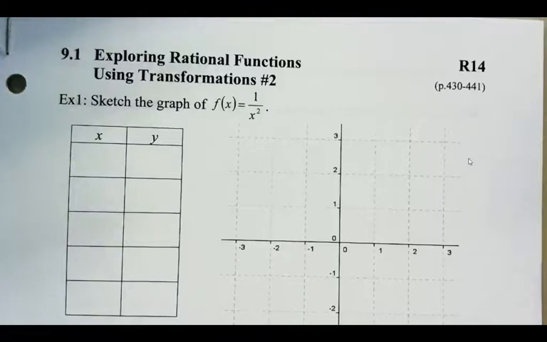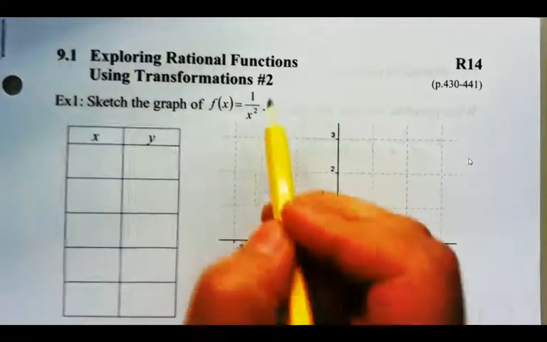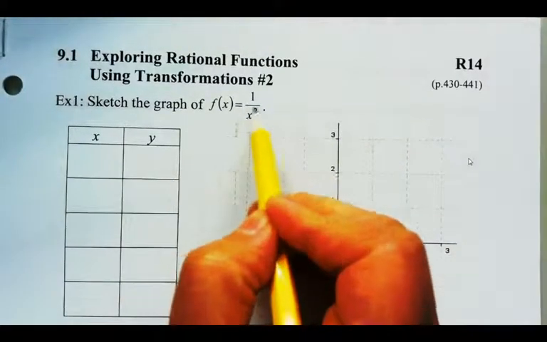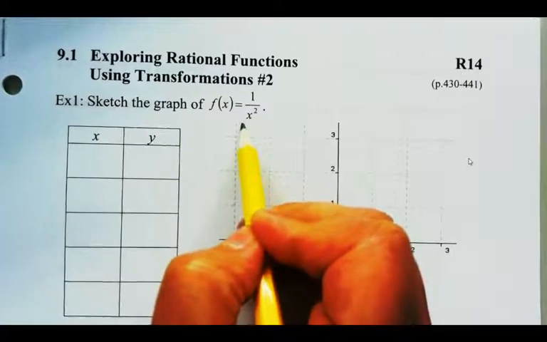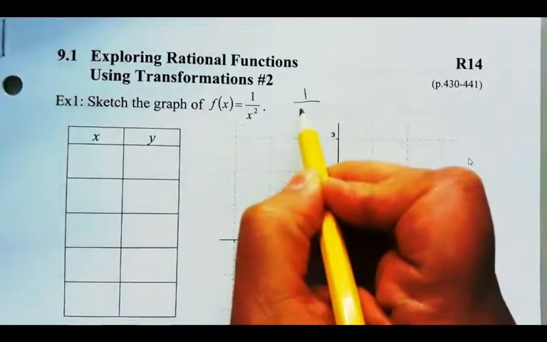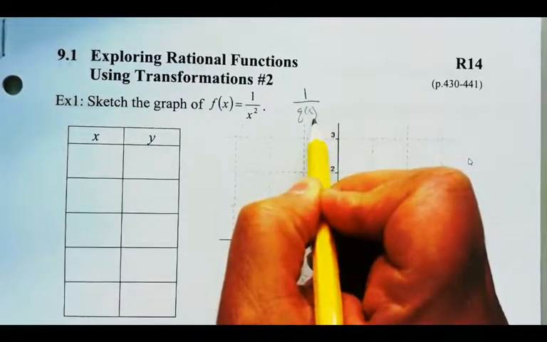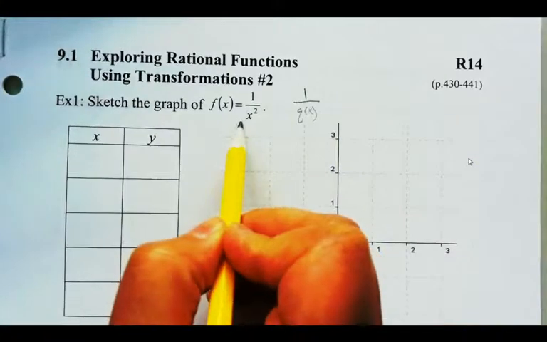Okay, so let's have a look at 9.1. This is the second part of 9.1, exploring rational functions using transformations. We're still looking at rational functions, which means 1 over a polynomial of some sort or a different function. So we still have the same basic 1 over, let's say, q of x. Now here, all the same principles that we talked about in the previous lesson apply.